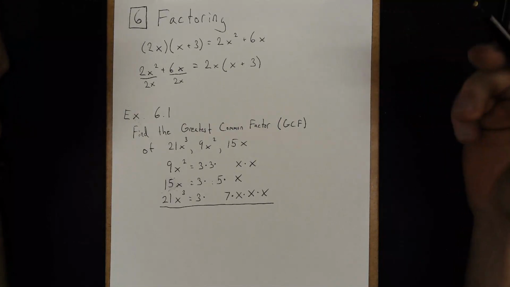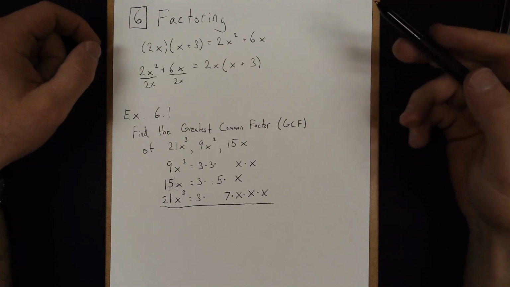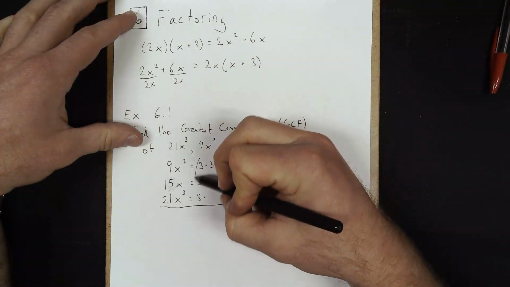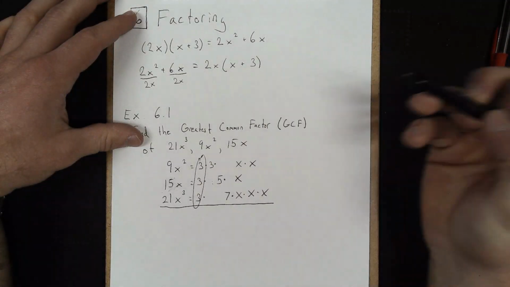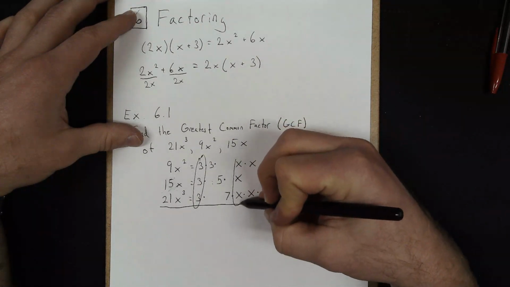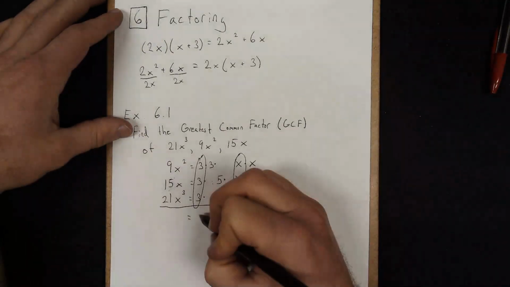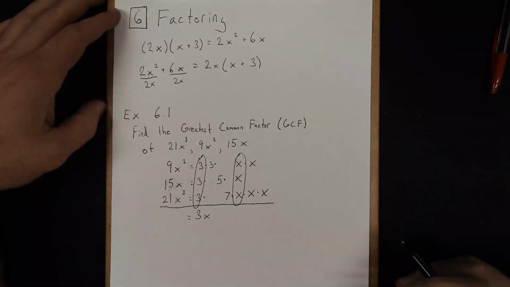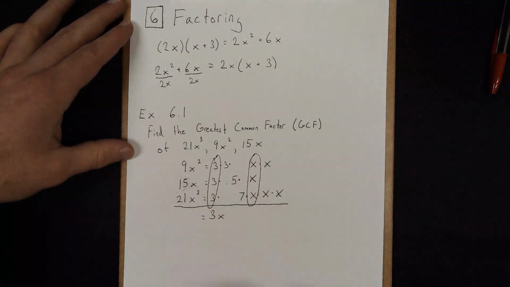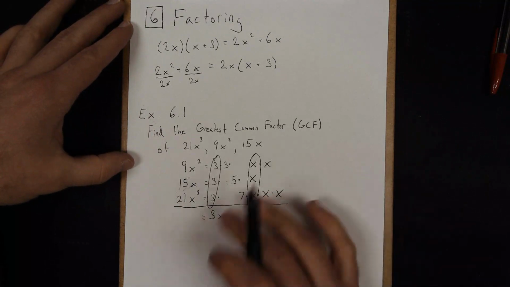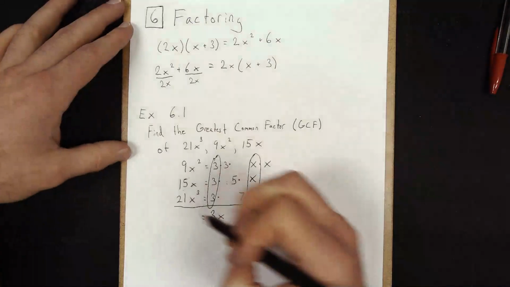Now this is the easiest step. Since I front-loaded all my work, all I have to do now is find my complete columns. I've got this column of 3's, this column of x's. So guess what my greatest common factor is? It's 3x. Now each one of these can be written in terms of 3x. So let's do that.